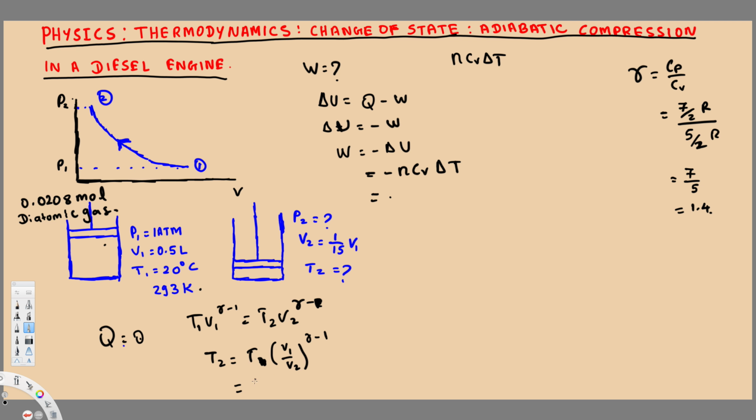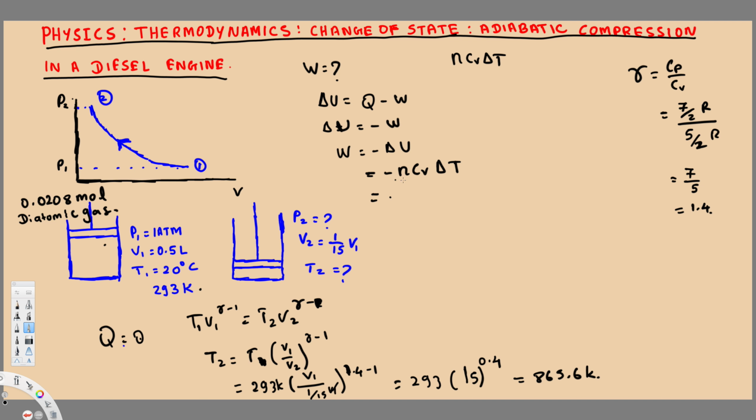T1 is 293 Kelvin, and for V1 over V2, they have given V2 is equal to 1/15 V1. So if I put V1 right here, and this is 1/15 V1, V1 cancels, and the 15 goes to the top. So we will get 1.4 minus 1, so we will get 293 times 15 to the power 0.4, right? So this is what we are going to get. And if you calculate that value, that's going to give you 865.6 Kelvin. Now we have the final temperature.